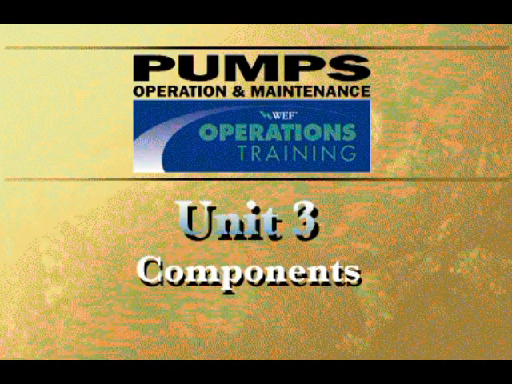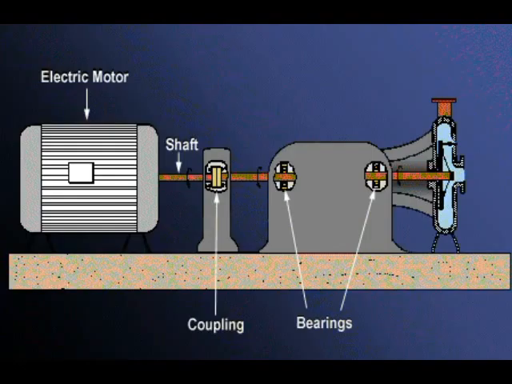Unit 3. Components. Consider the basic components of a pump assembly to be the motor, coupling, bearing, and the pump itself. This part of the program will examine the pump motor as well as typical pump coupling and bearing arrangements. Chapter 1.